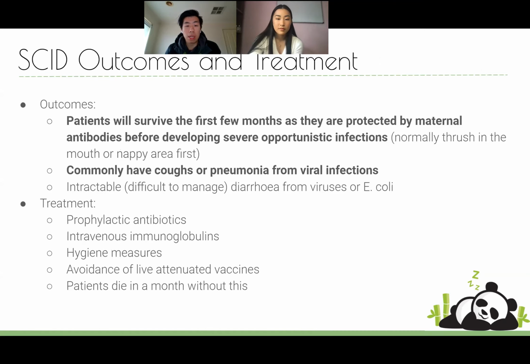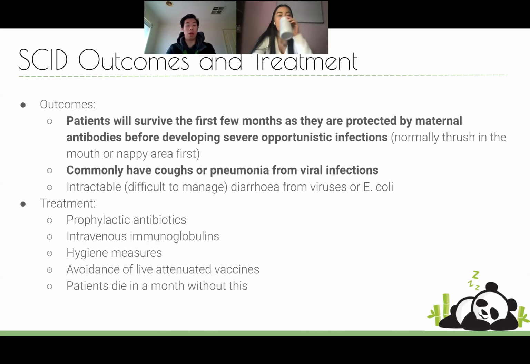The outcome is that in the first few months, they are protected by maternal antibodies and will be fine for a while before developing severe opportunistic infections, such as thrush in the mouth or nappy area, so a fungal infection. And that could very easily be the sort of buzzword or situation they give you. They have common coughs and pneumonias from viral infections. And the treatment is, I guess, what you imagine. So prophylactic antibiotics, intravenous immunoglobulins, and just better hygiene.